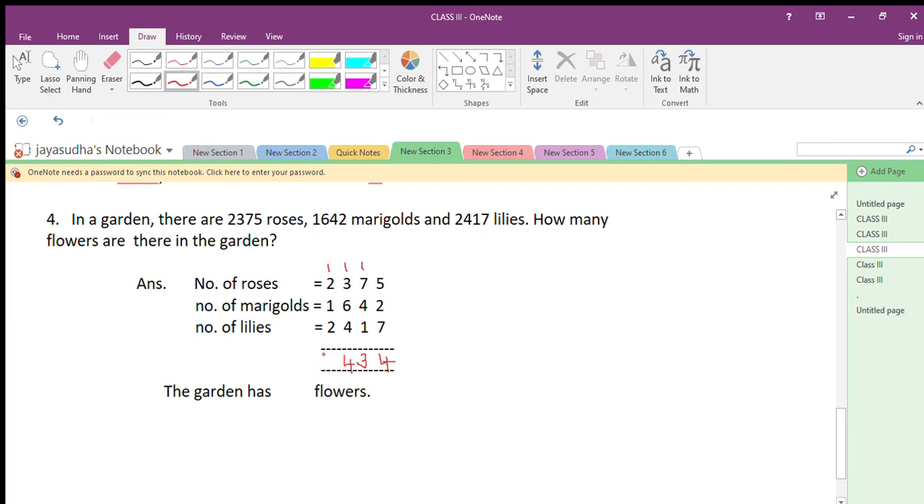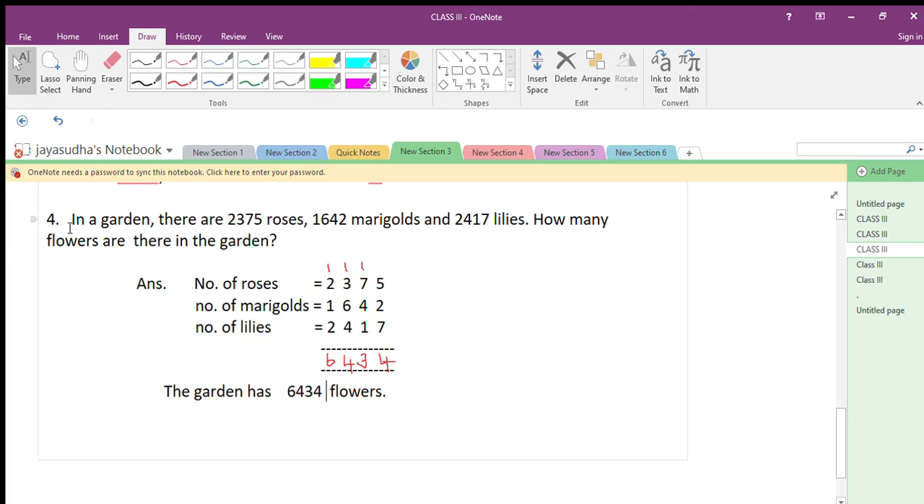So total number of flowers in the garden, how many flowers? 6434 flowers. The garden has 6434 flowers. Total number of flowers in the garden. How many flowers? 6434. Are you okay, children?